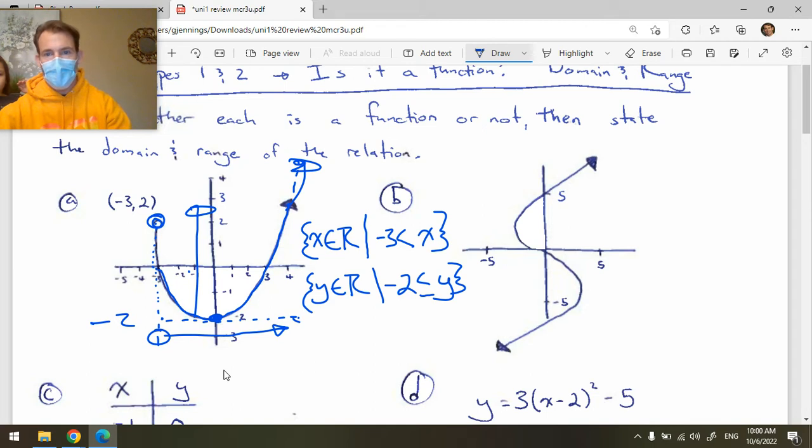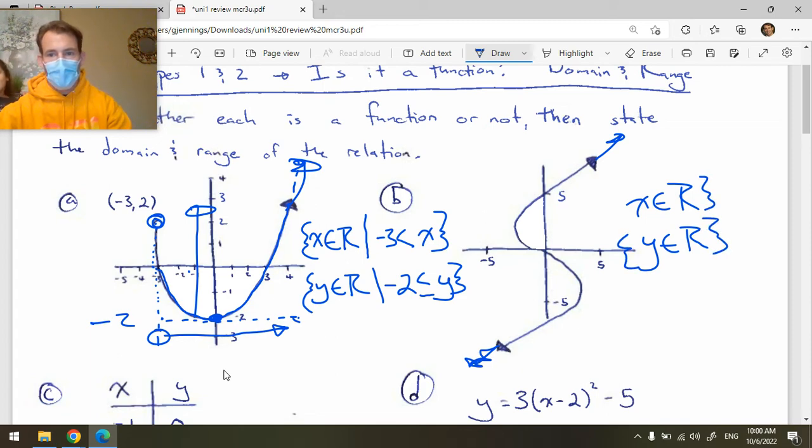With this one here, it goes off to infinity that way and off to infinity that way. So we would just say x is real numbers and y is real numbers, and we put them all in curly brackets. Wacky curly brackets.